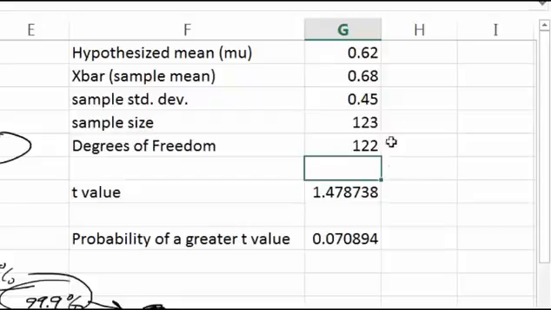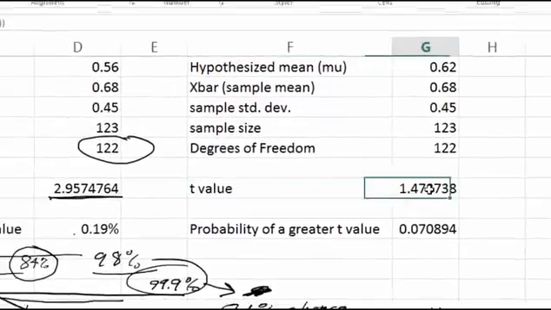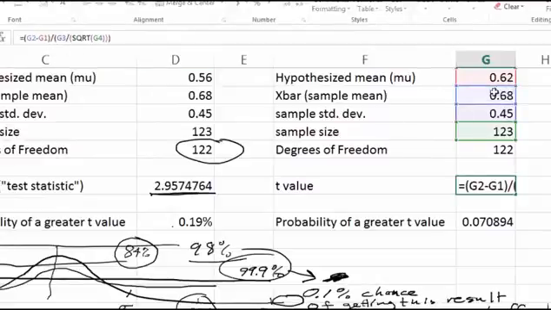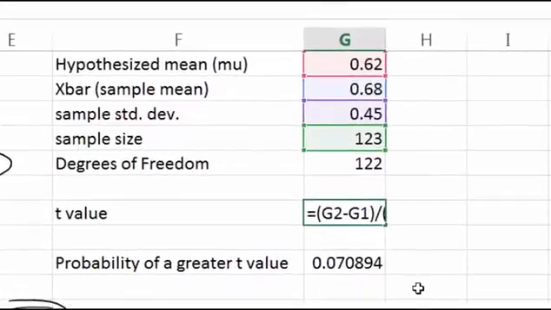And now we'll run our t-value, same calculation. It's the difference between the observed sample mean and the hypothesized mean. So it's G2 minus G1 divided by the sample standard deviation over the square root of the sample size. And so that's the math I've done here. Set up my t-value calculation. If you aren't following with me, that's okay. We'll have to set this up again when we get into the homework problems. So I've got my t-value.